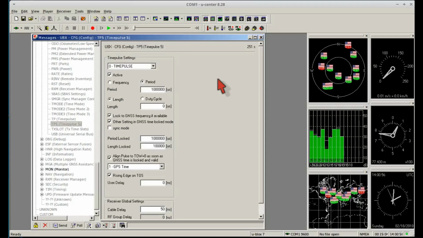This window with its many options seems confusing, but we only need a few settings. First, we want to specify frequency and duty cycle and not period and length. Also, we want to make sure that these 5 tick boxes are all set and that 0 time pulse is selected. The final preparation is to set the duty cycle to 50% in both of these fields.